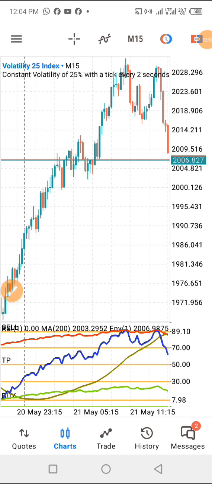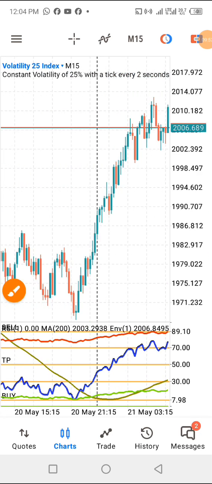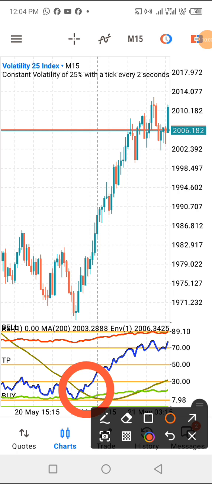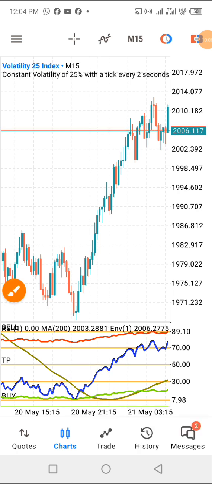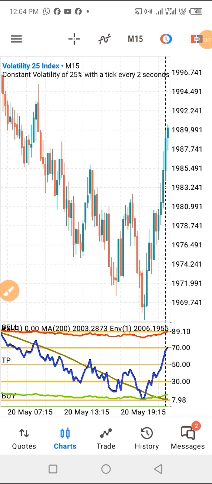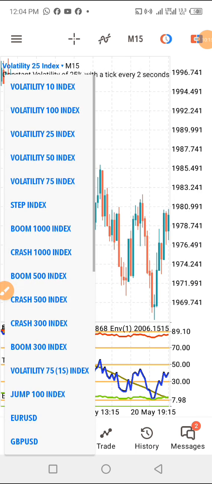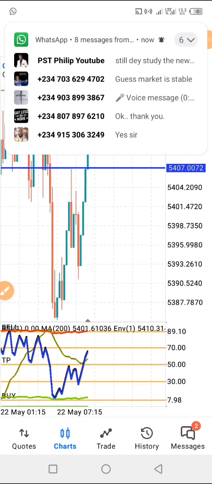So I noticed something, let me just tell you now. I noticed this strategy works very well on volatility 25. For those of you who are trading synthetic indices, it works on gold, Euro USD, and Euro JPY. It works on those currency pairs very well. And on the boom and crash, it also worked perfectly. Now let's check the crash indices, mostly crash 1000.